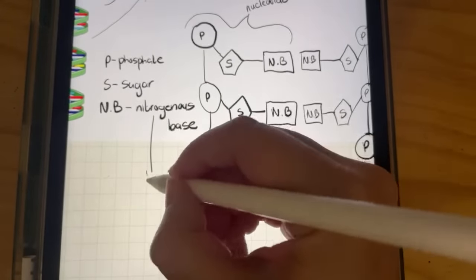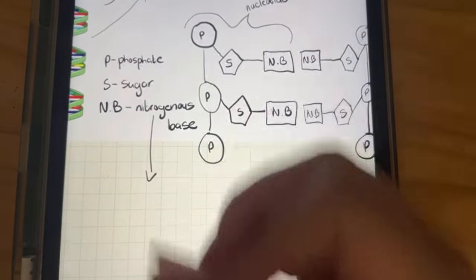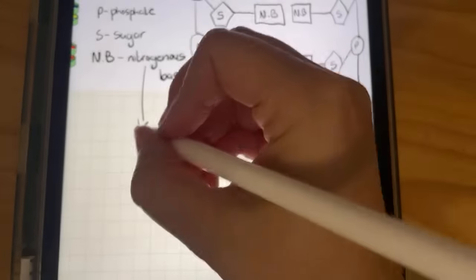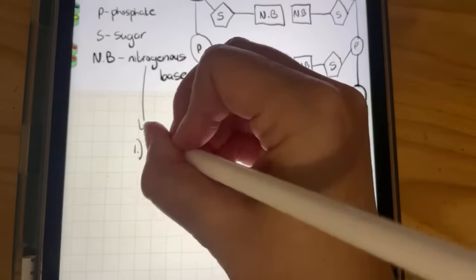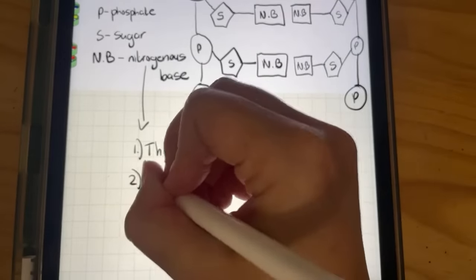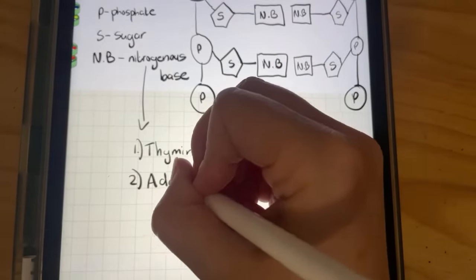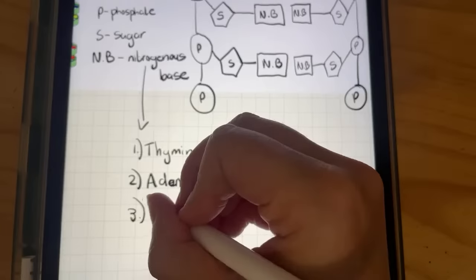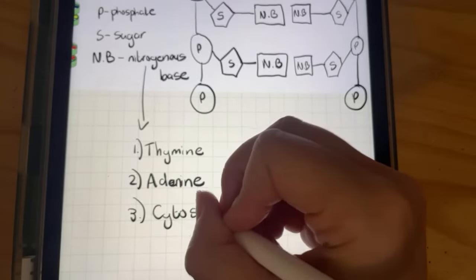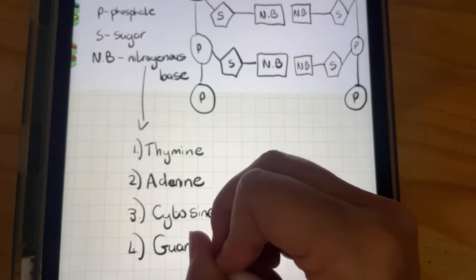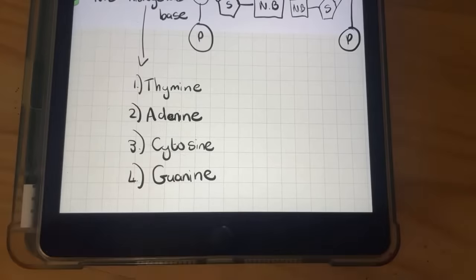There are four kinds of nitrogenous bases, and they have names. And their names are a little bit weird, but they're actually very easy and memorable because they're so unusual. The nitrogenous bases that we get are thymine, we get adenine, we get cytosine, and we get guanine. Okay, those are our four kinds.